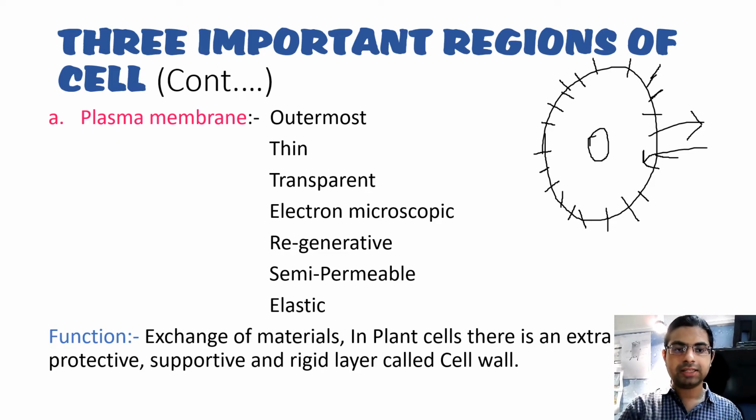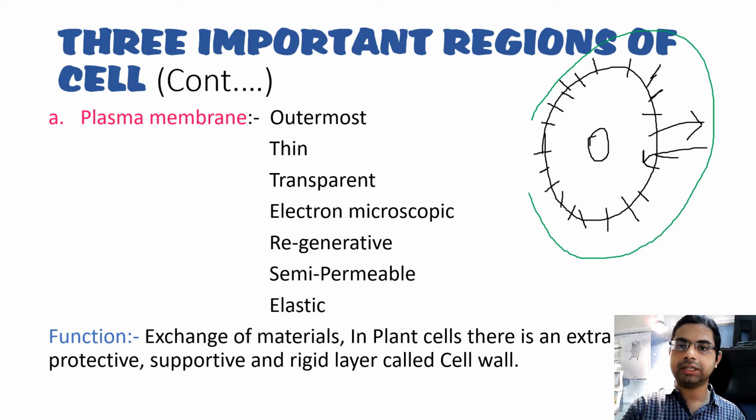In plant cells, outside the plasma membrane, there is a rigid layer, which is lacking in animal cells but present in plant cells, and is known as the cell wall. This green color is the cell wall. Okay.